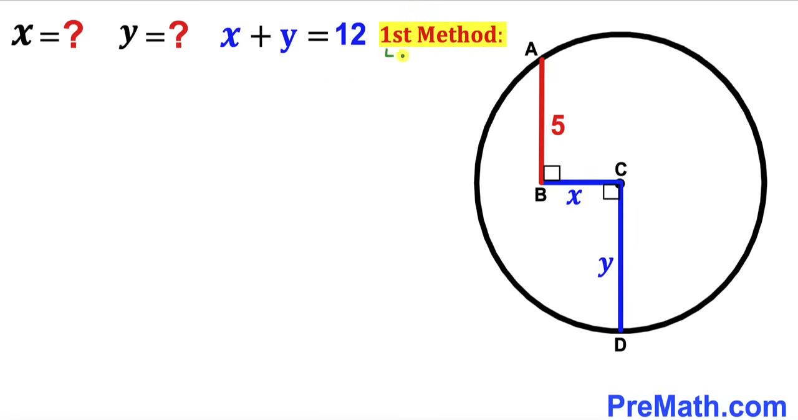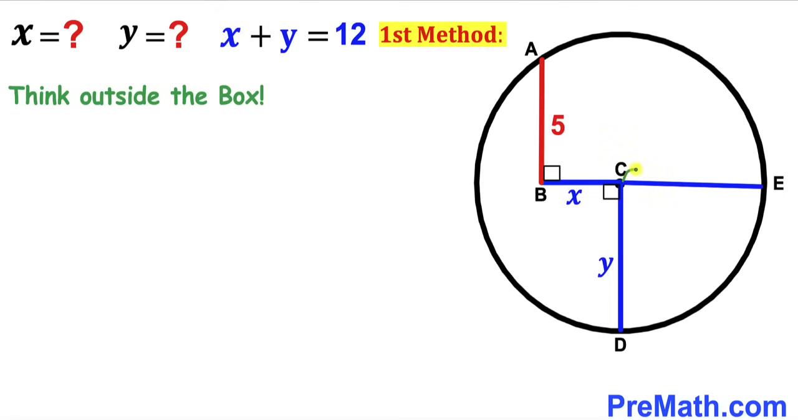Here's our very first method. Let's make an observation. CD is the radius of this circle, and now we are going to think outside the box. CE is the radius of this very same circle as well. So we have shifted this radius from CD to CE, and this radius CE length is going to be Y as well.